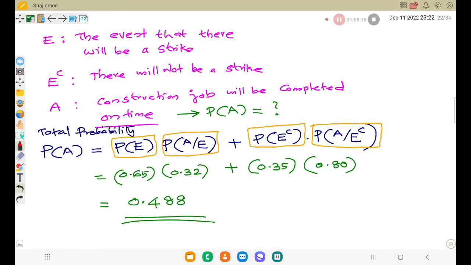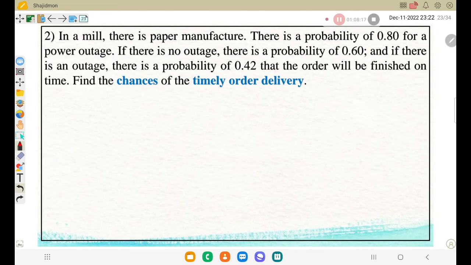Okay. Now let me go to the second question. In a mill, there is paper manufacture. So we are going to a paper manufacture mill. There is a probability of 0.80 for a power outage. So I am writing here power outage. Power outage means there is a power cut. Power outage probability is 0.80.